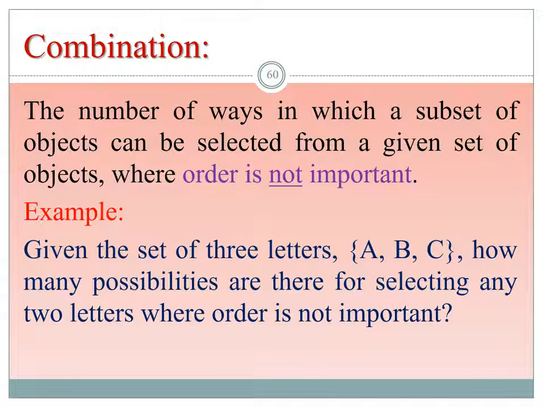Given a simple example, a set of 3 letters, A, B, C, how many possibilities are there for selecting any 2 letters where order is not important? So AB or AC or BC. In this case, your selection, not order, is important.